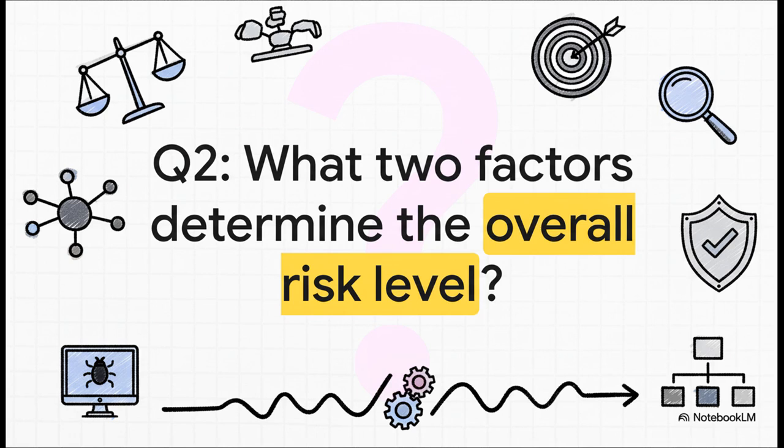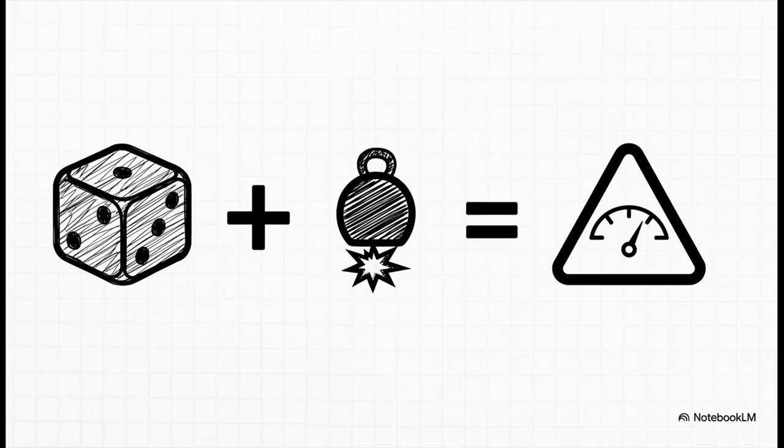When you're using risk-based testing, what 2 factors do you combine to figure out the overall risk level? Is it A, cost and schedule, B, likelihood and impact, C, team size and skill level, or D, number of requirements and code complexity? You got it. The answer is B, likelihood and impact. Just remember those 2 key questions. How likely is it to fail, and how bad will it be if it does? Combining those 2 is the secret sauce for effective prioritization.